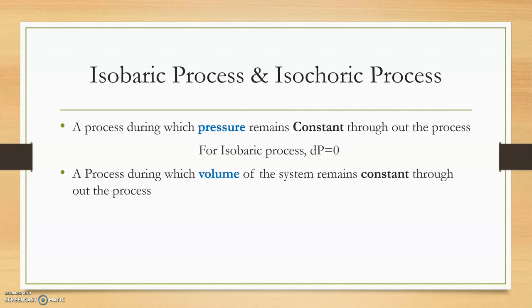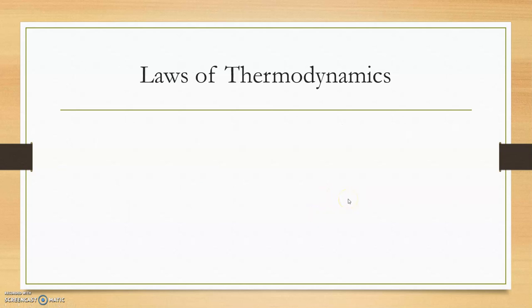A process during which volume of the system remains constant throughout the process, such processes are called Isochoric process. For Isochoric process, dV is equal to 0.